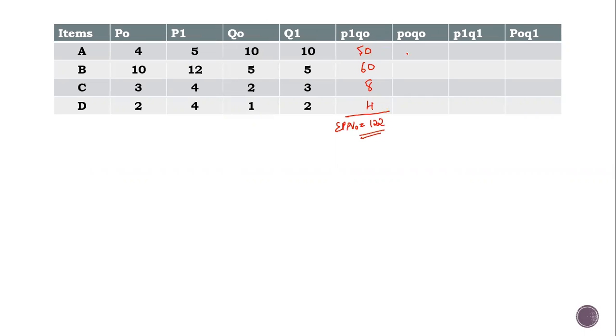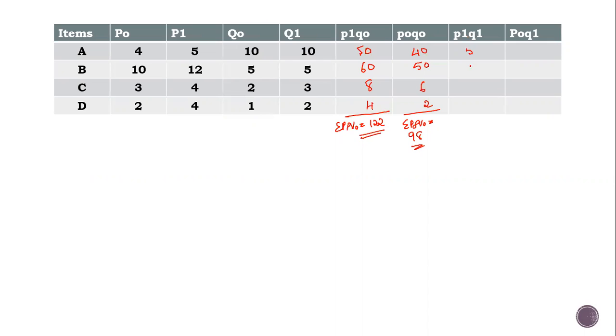Yes. P0 Q0. Okay, 40. Here it is 50. Okay. 6. 2. What is the total of this summation P0 Q0? 98. Okay, 98.